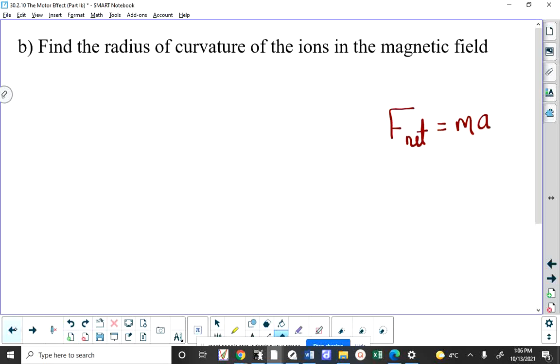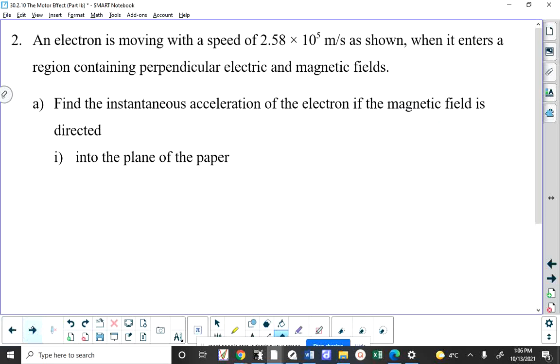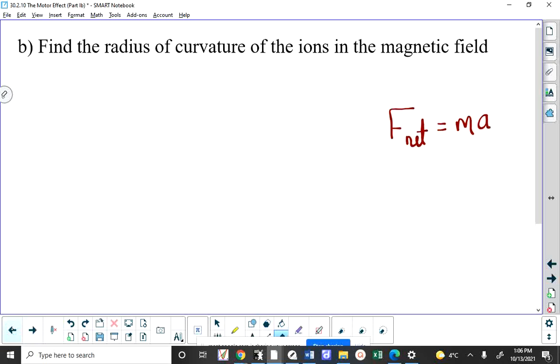So when we solve these problems with centripetal motion, what we want to start off with is this statement, F net equals ma. And then what we want to say is that this net force is the magnetic force, which is QVB.